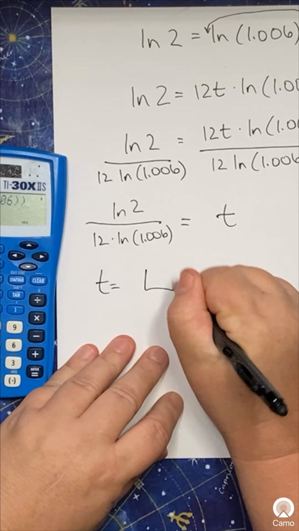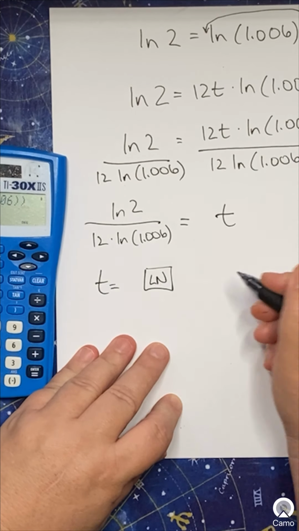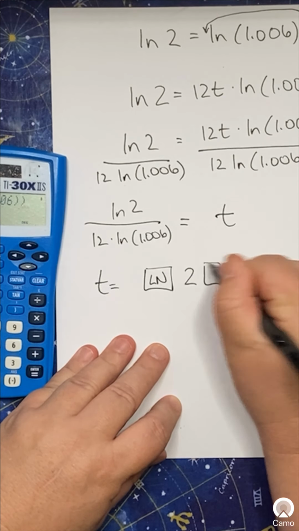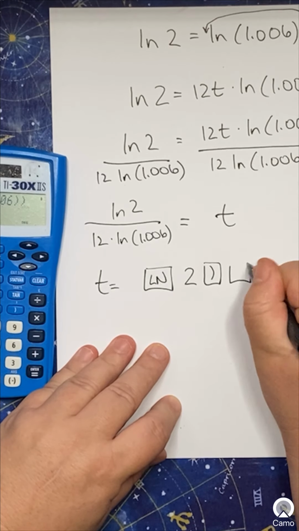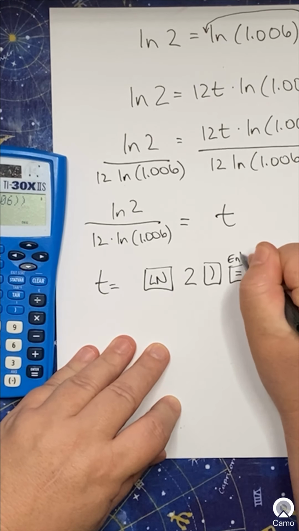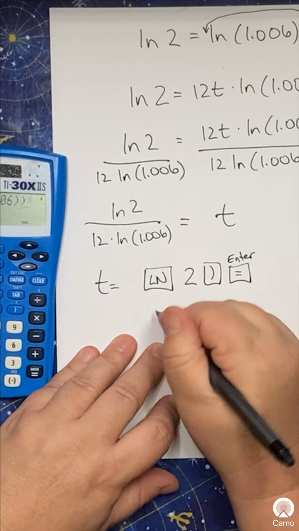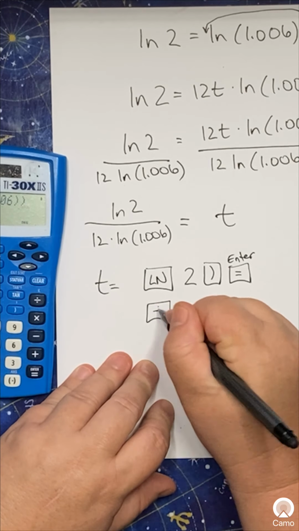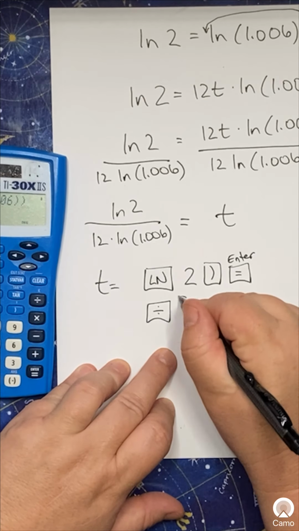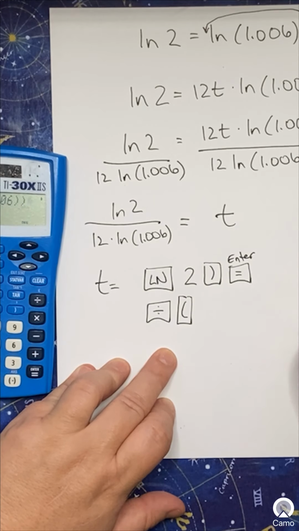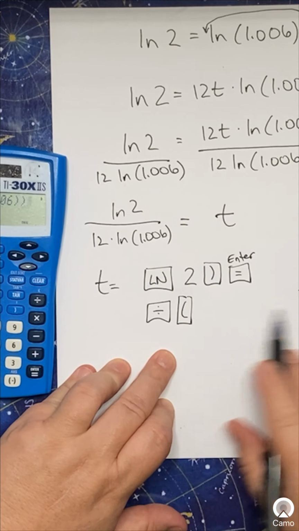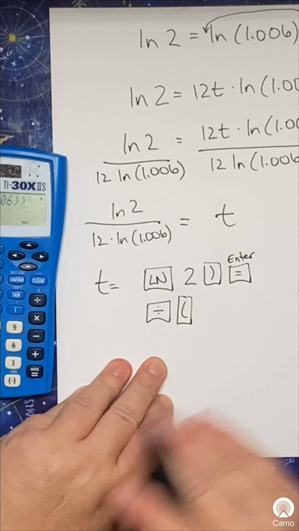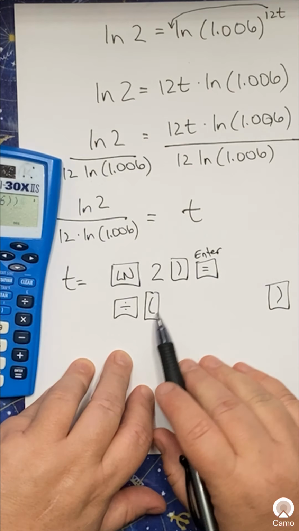So I'm going to do my natural log key and then 2, and then I close the parenthesis, and then I do equals, or enter, depending on your calculator. Then I'm going to do divided by, to get to the denominator. Then I'm going to use parentheses to keep this all together. If you don't do that, it will only divide the first thing. You have to put parentheses around it.